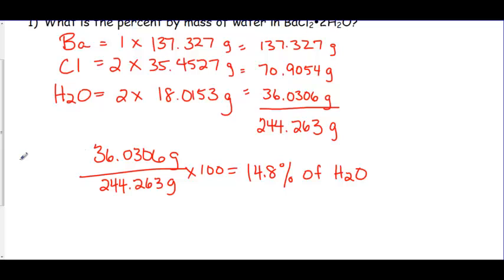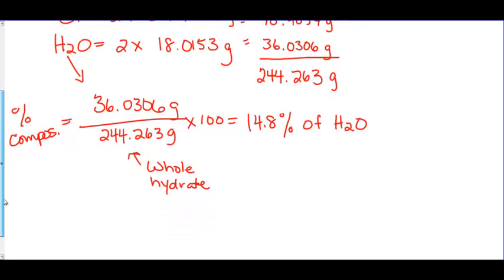And then we're going to do percent composition down here. Okay, mass of the part, this is the water, divided by the whole, this is the whole hydrate, times 100, and that will give us 14.8%. So water by mass is 14.8% of the entire compound.